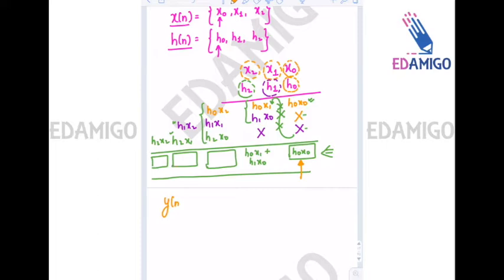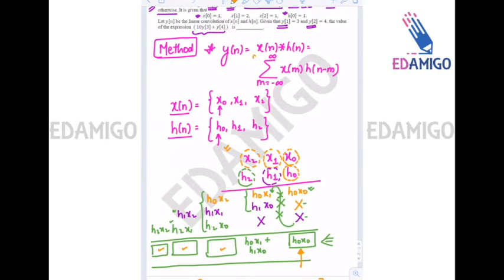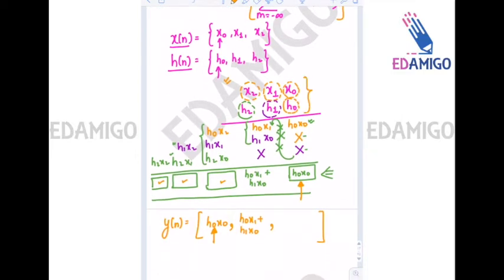So y[n] is equal to h0 x0, this is the first term of the convolution, comma, h0 x1 plus h1 x0, comma, this is the third term, fourth term, fifth term. Similarly all these terms will be there. So this is the method of convolution of two signals, which is a very fast method, and we will not use the formula because it will give us a very lengthy method. So this is the fast method to solve the convolution.